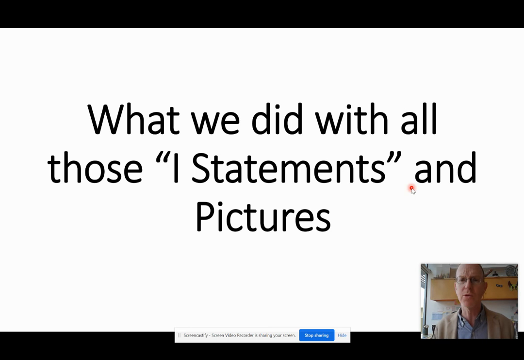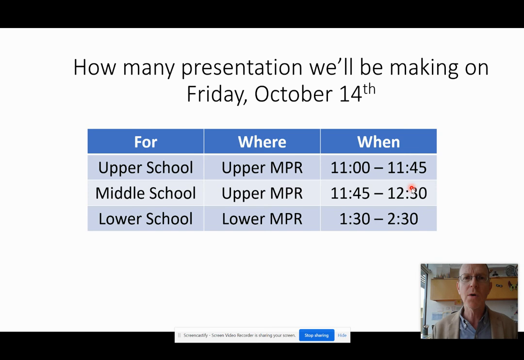So what did we do with all those I statements and pictures? Well, we're in the process of putting those all together and making a running list of all the I statements. So on the 14th, what's going to happen is there's going to be an entire Torah review 3 times during that day. That's right. You as a sixth grader are going to be leading 3 different assemblies.